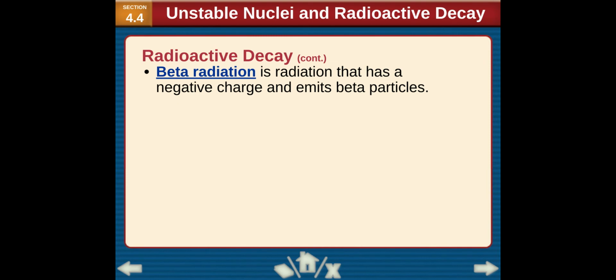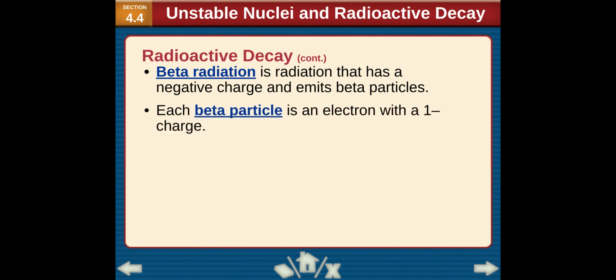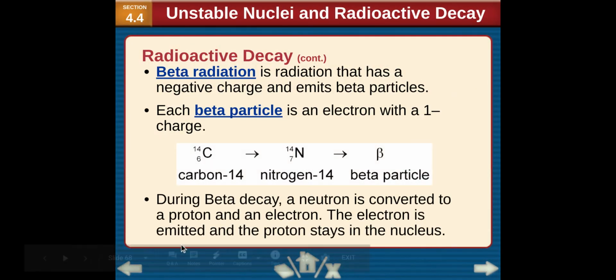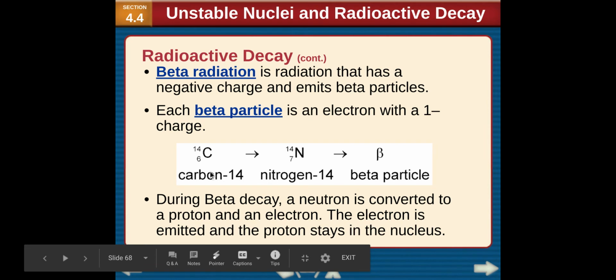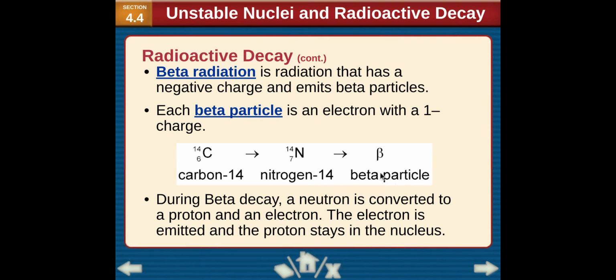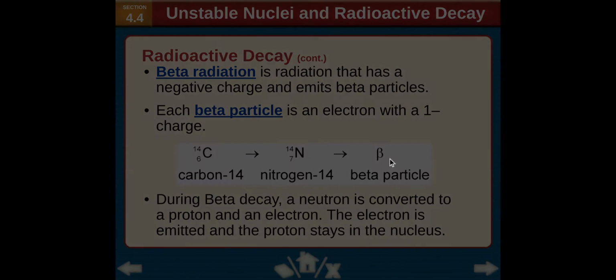Beta radiation is radiation that has a negative charge and emits beta particles. Each beta particle is an electron with a -1 charge. Here we can see how carbon-14 becomes nitrogen-14, and it also includes a beta particle.